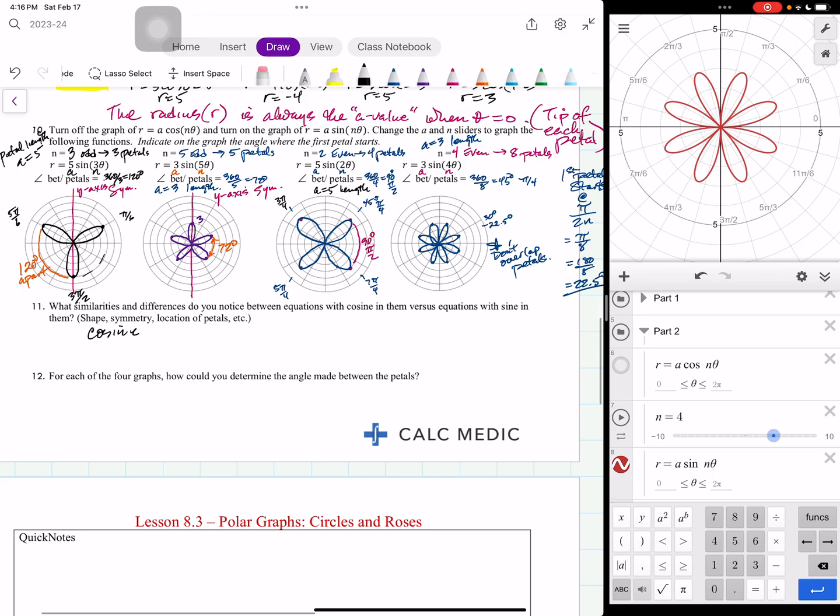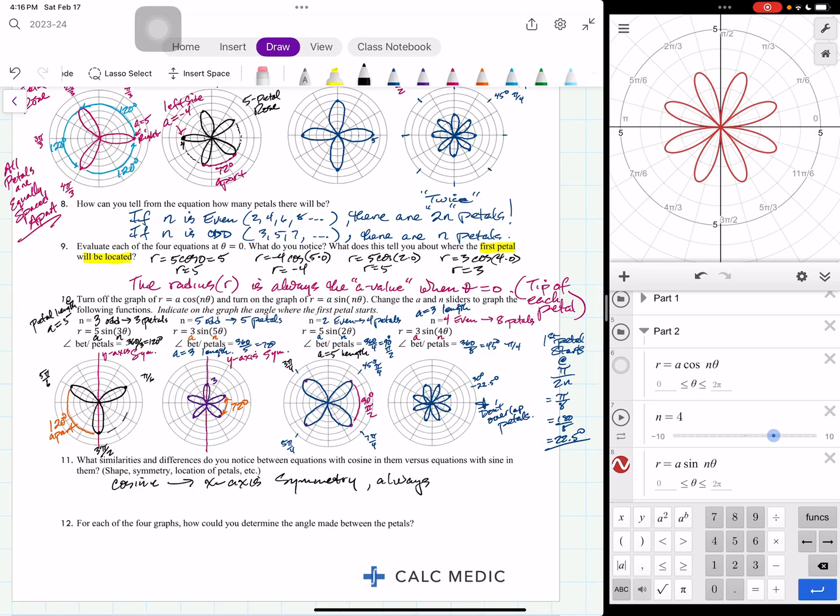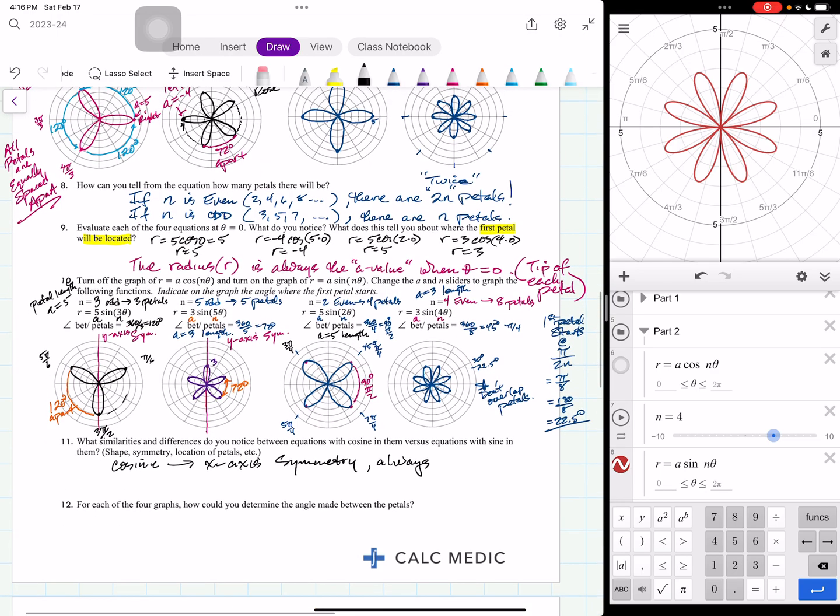So the cosine graphs, they all have x-axis symmetry. That's major. And secondly, if you look at them again, they always have a petal on the x-axis. If you look at the top graphs there, their first petal starts on the x-axis. So it always has its first petal on the x-axis.